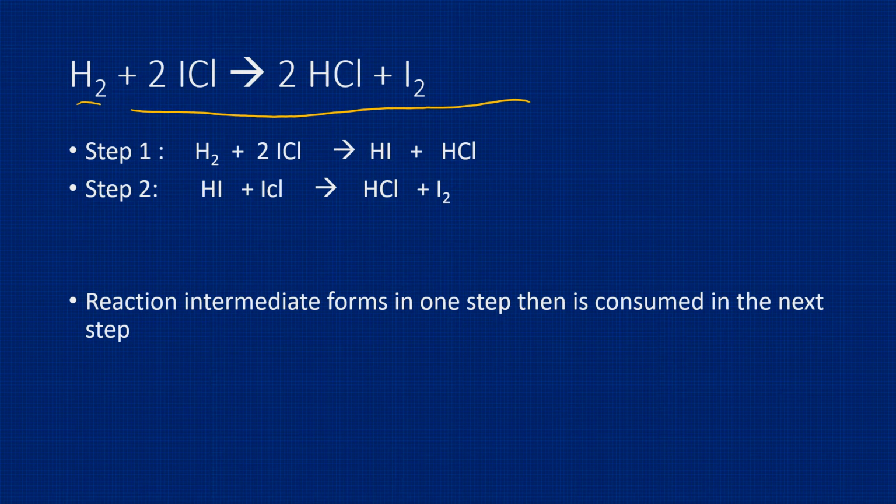So our intermediate in this one is HI. We don't see HI in the final equation, but it's in one of the steps. So that is an intermediate. And if you get rid of your intermediates, then you wind up with the net equation.